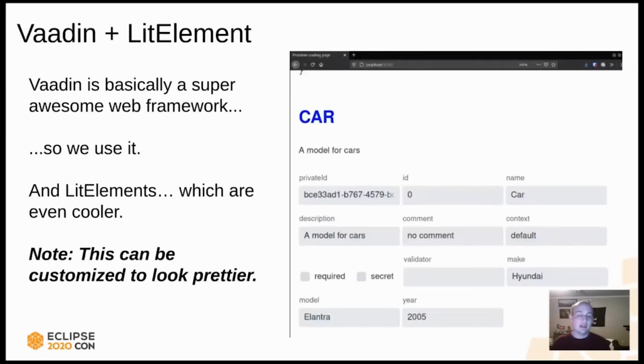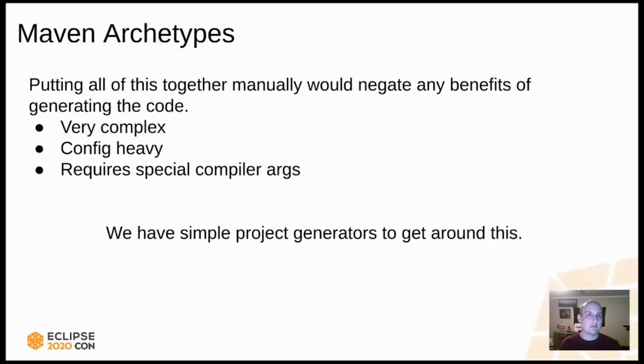So we use Vaadin and LitElement. I'm not going to say a lot about it. It's just a super awesome web framework, and we use it. And I recommend everyone check this out. It happens to couple very well to Java because you write in Java and it transcodes into TypeScript or JavaScript. And one of the things that we did in this talk is we showed you a very simple example, but you can customize this car example to make it look a lot better. And we didn't do that here. We wanted to focus on the basics of this, but Vaadin is a very powerful platform for doing this.